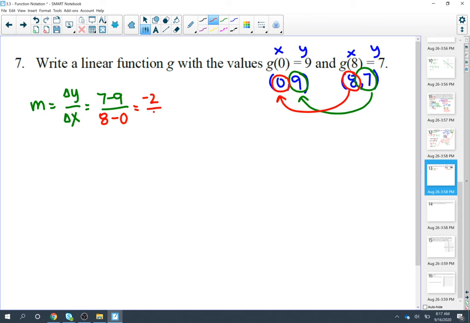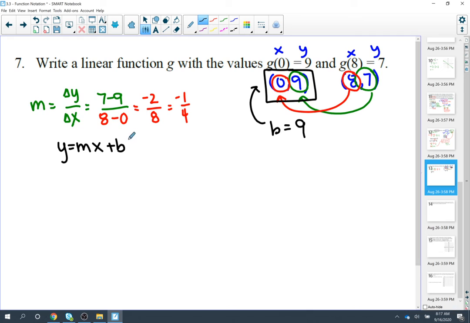Negative 2 over 8 is negative 1/4. Now again, I can pick any point I want. This time, I'm definitely going to pick the point that has the 0 in it, because if you notice, (0, 9) is actually the y-intercept. So if I have the y-intercept, this is telling me that my b value is 9. So this time I can go straight to y equals mx plus b because I have my y-intercept.